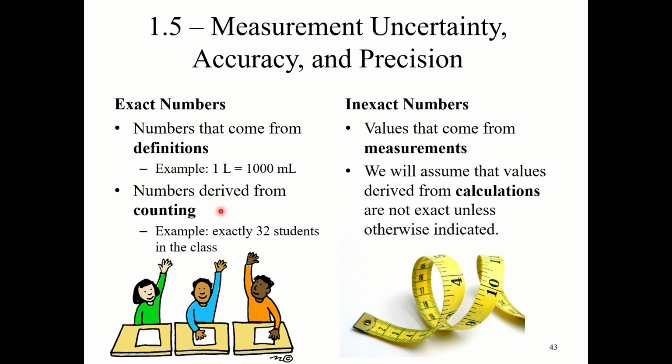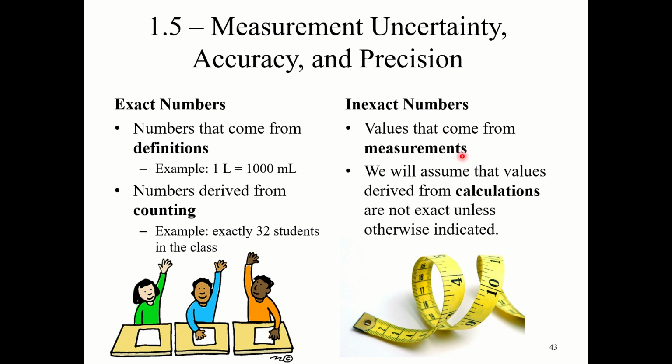Exact numbers are also numbers that are derived from counting. So for example, if I have 32 students in the class, I can just count up how many students are in the class. Now, inexact numbers are values that come from measurements. We will assume that values derived from calculations are not exact unless otherwise indicated. So an inexact number is a value that comes from a measurement.